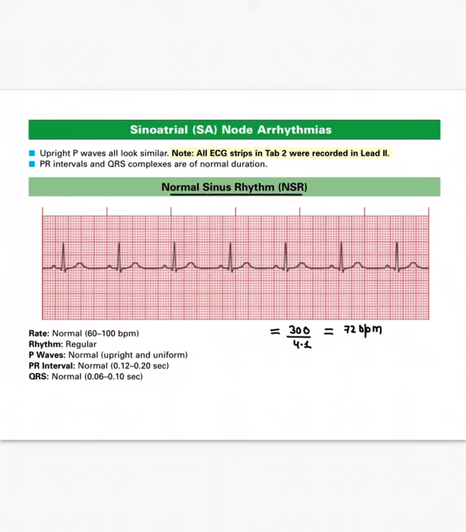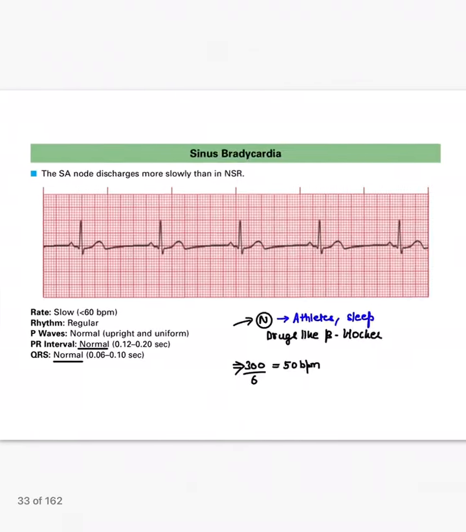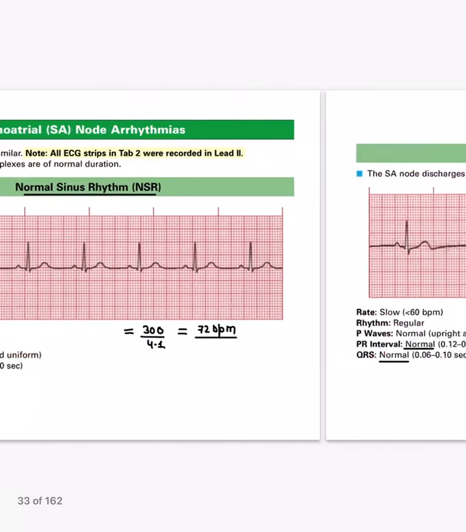Everything is normal here. So if you calculate the heart rate, try calculating: 1, 2, 3 and some part, 4.1, that comes out to be around 72 beats per minute. What is the normal? 60 to 100, meaning the graph is fine. Now coming on to when the rate decreases. So when can it decrease?